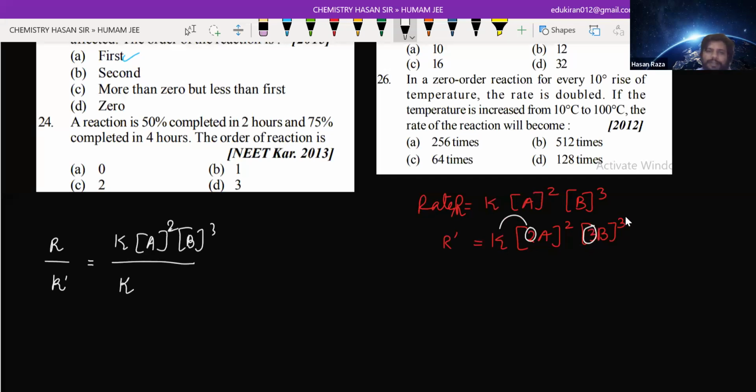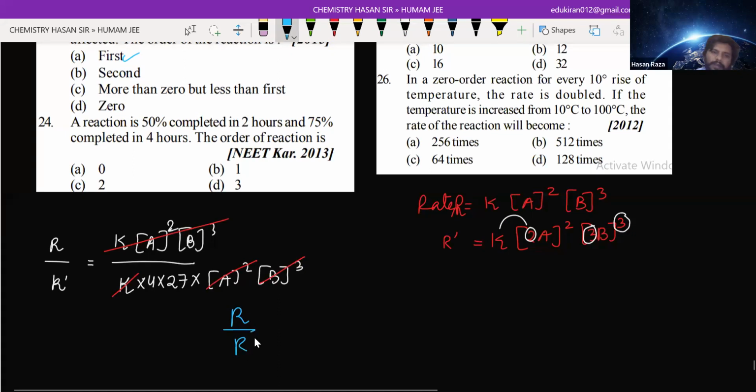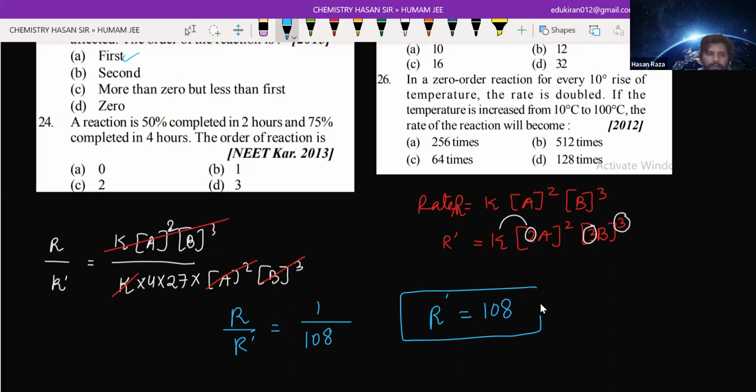Since cube is there, 3 3 is 9, 3 is 27. So I'm going to write A square into B cube, and whatever is going to cancel, I'm going to cancel it. So you will be getting R upon R dash equal to 1 upon 4 7 is 28, 4 2 is 8, 8 to 10. So you cross multiply it. So the new rate will be 108 times the old rate, right?